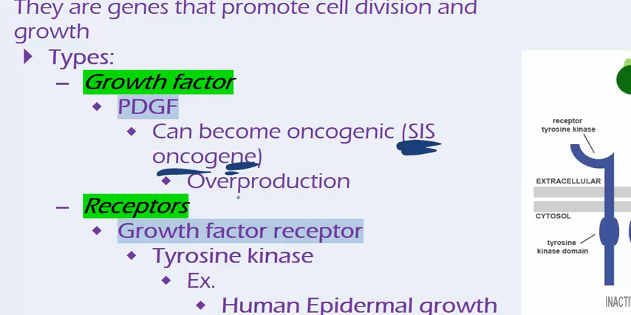So if you have too much platelet-derived growth factor being produced, it's basically like you're stimulating the cell and telling it to divide and grow. You know what I mean? So if you're producing too much of this growth factor, then you're promoting the cancerous state.